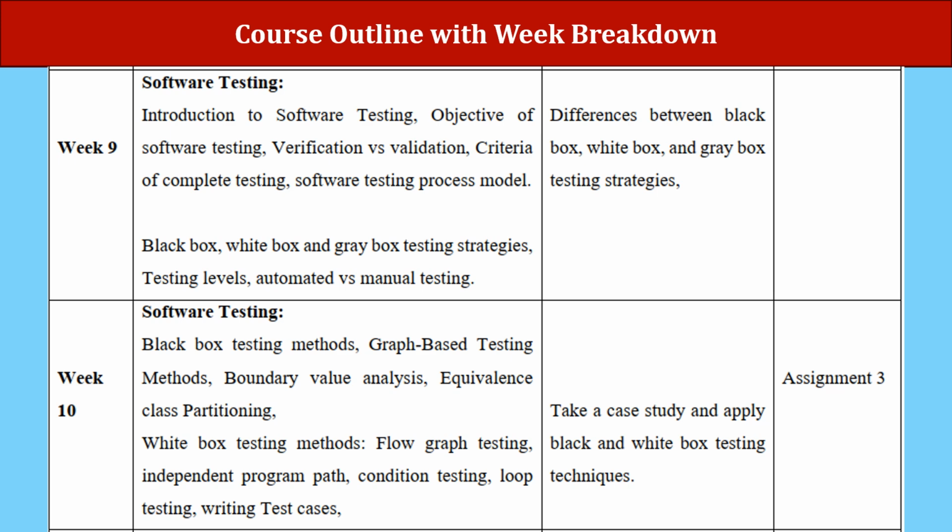Week 9 and week 10, we have software testing: introduction of software testing, its objectives and verification versus validation, criteria of complete testing, and the software testing process models. It covers black box, white box, gray box testing strategies, testing levels, and automated and manual testing. And then we have a comparison of black box, white box and gray box strategies.